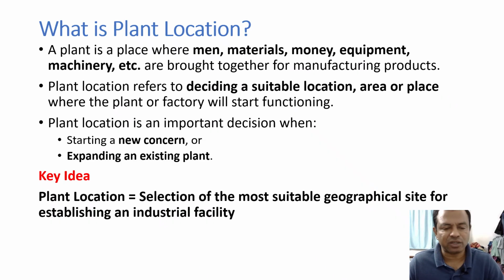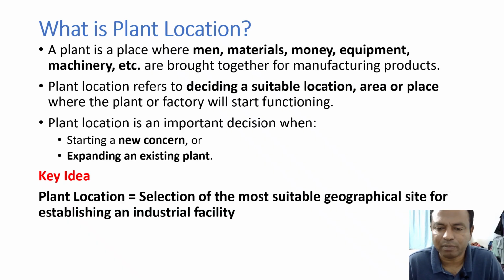So what is plant location? A plant is a place where men, materials, money, equipment, machinery, etc. are brought together for the manufacturing of products that we know. And what is plant location? It refers to designing a suitable location, area or place where the plant or factory will start functioning.